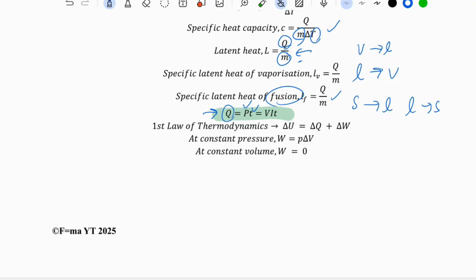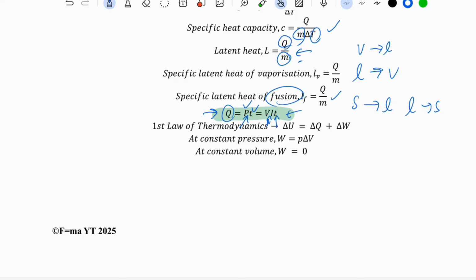So it depends on what the question gives you. If the question gives you power, then you use power. If the question gives you voltage or current, then you use current to solve this.